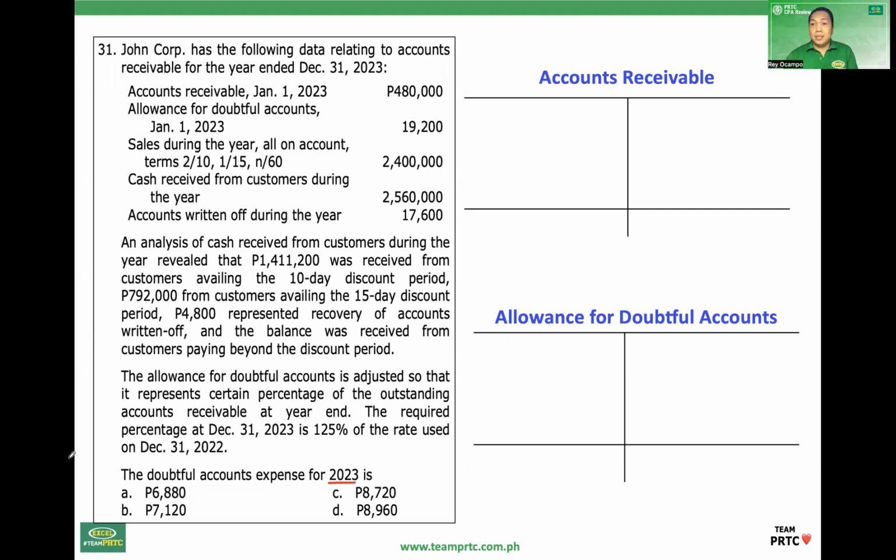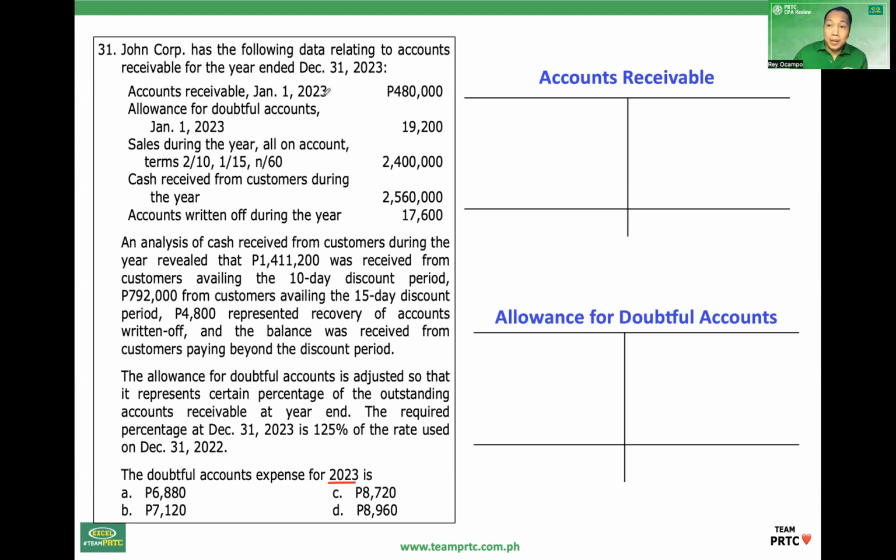This time, the method is percent of AR. So, ang percent of AR, balance sheet approach yan. So, ang focus niya nandun sa allowance for doubtful accounts. Unlike percent of sales, in this method, expense is computed indirectly. So, kunin muna natin yung AR para makuha natin yung required allowance. Then yung expense computed siya indirectly.